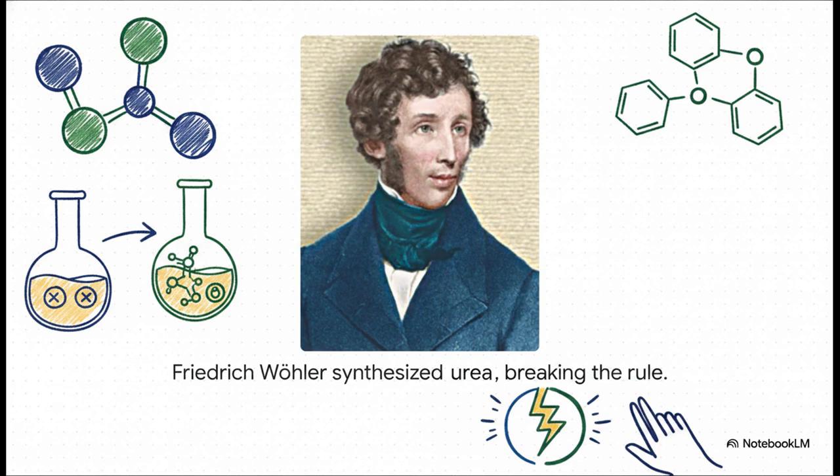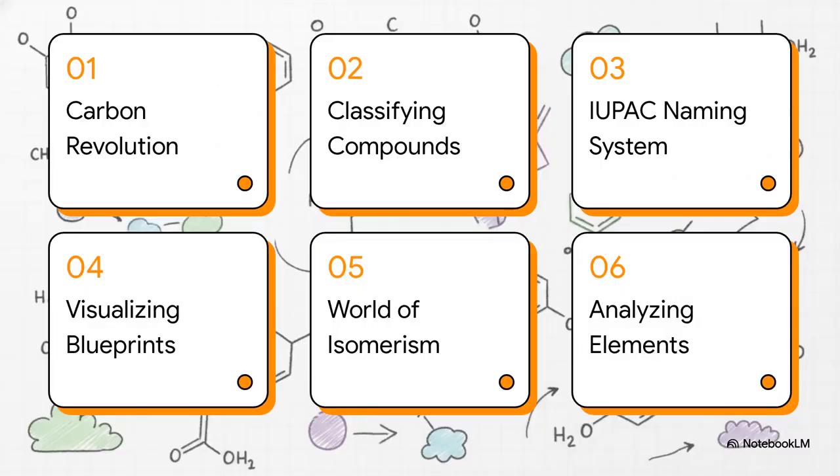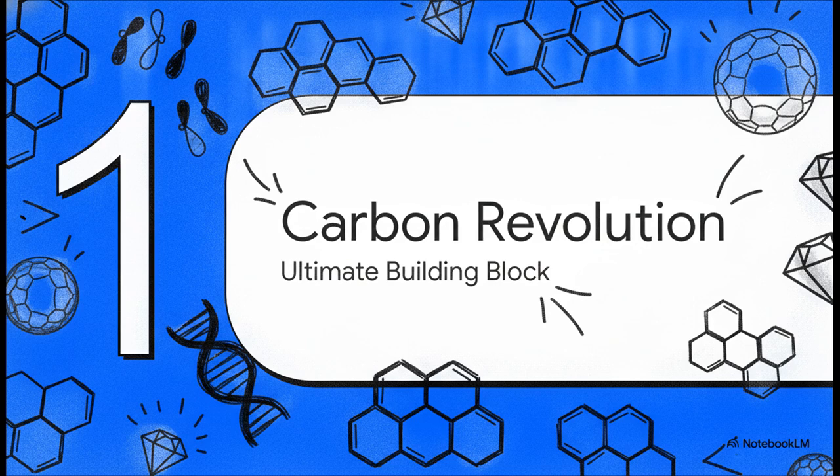we've synthesized ever since. So, here's our roadmap for today's explainer. We're going to start with the carbon chemistry revolution, then look at classifying organic compounds and the IUPAC naming system. After that, we'll cover visualizing molecular blueprints in 3D, dive into the wild world of isomerism, and finally, analyzing the elements. Let's get right into it. Starting with Section 1. The carbon chemistry revolution.